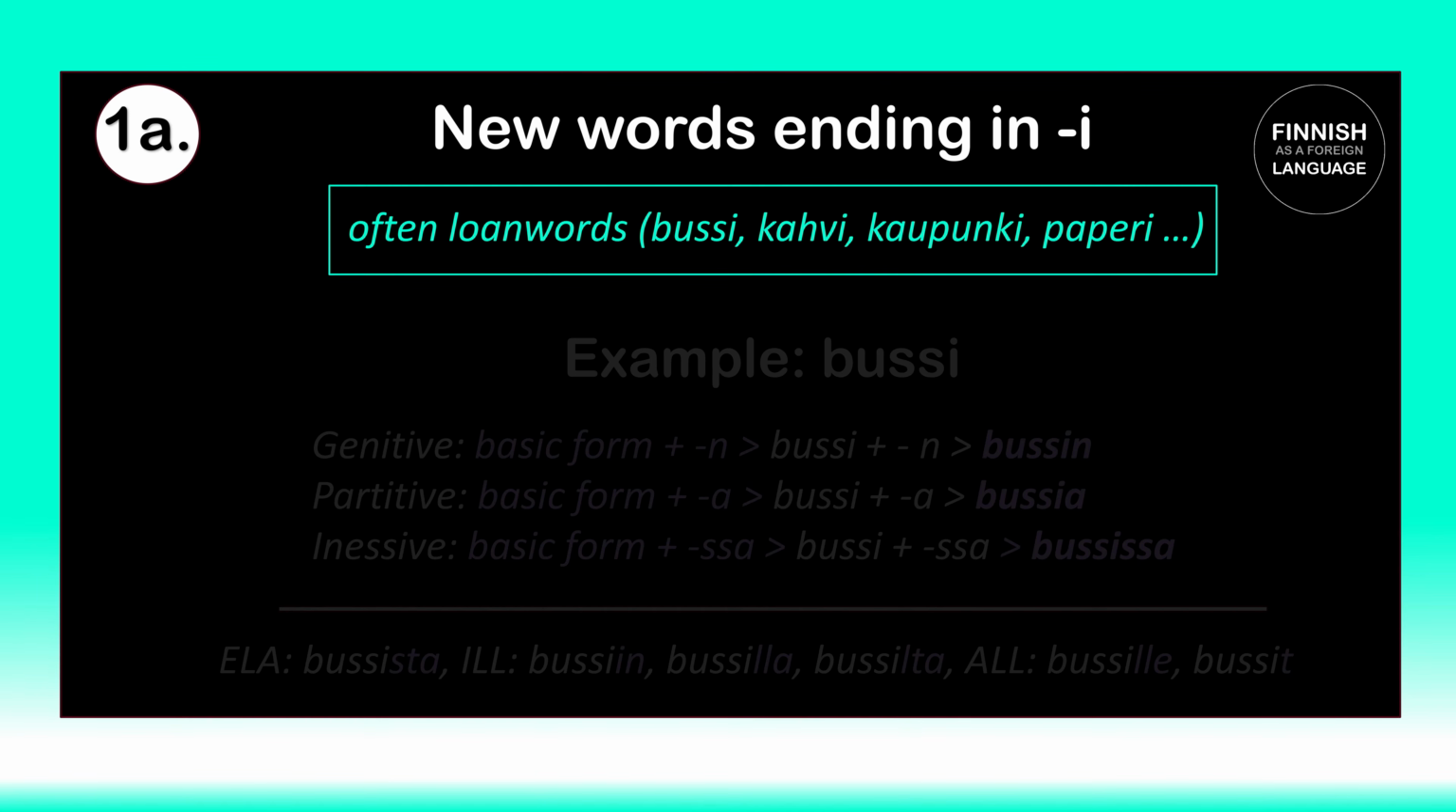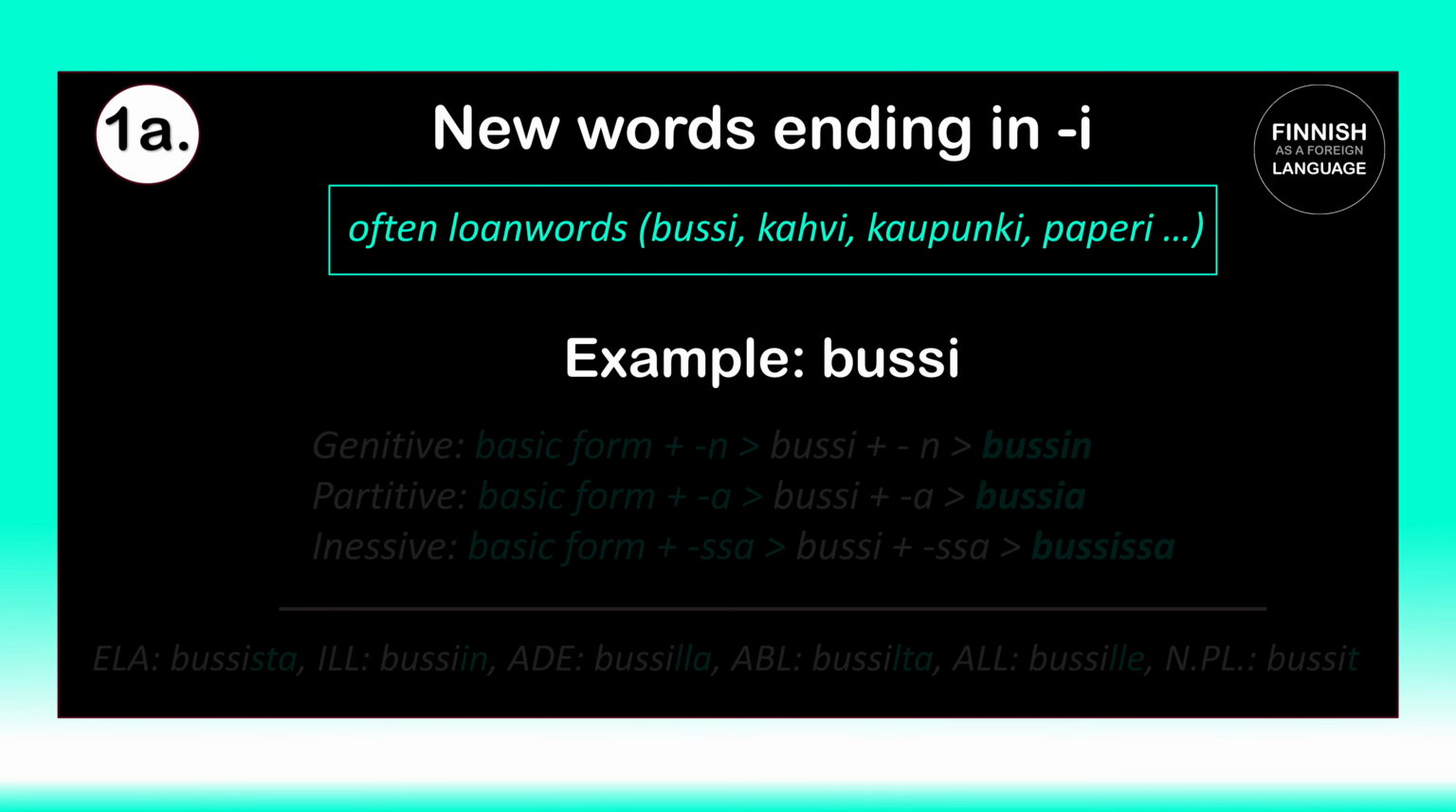Let's start with the first group. So this one is about new words ending in an I. Such words are often loan words, so that means these are words we usually know from other languages, such as bussi, which means bus, kahvi, which means coffee, kaupunki, which means city, or paperi, which means paper. Let's take a look at one example.